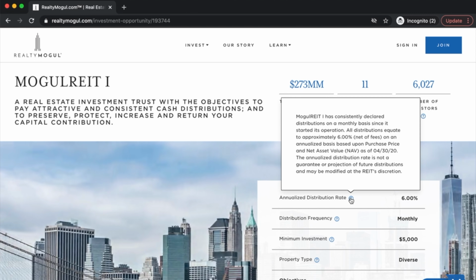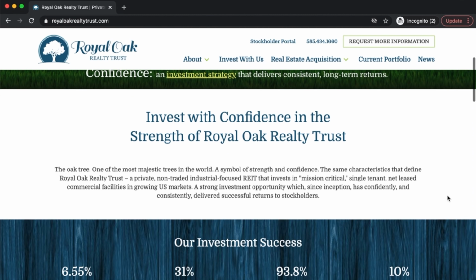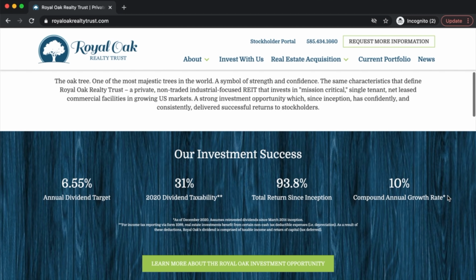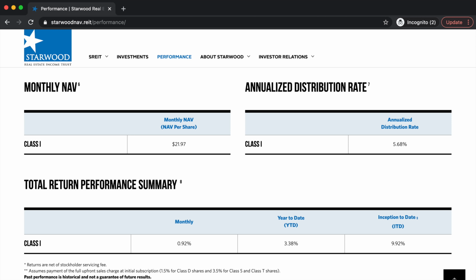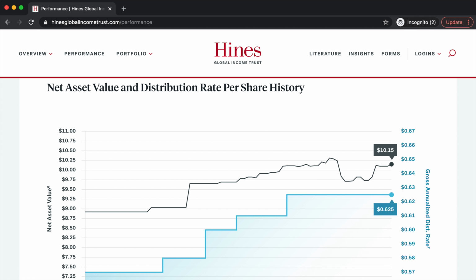With a lot of other non-listed and private REITs where you need to talk to a financial advisor in order to invest in them, such as Royal Oak Realty Trust, I did notice that they do tout some impressive numbers. They aim for a dividend distribution rate of 6.55% and have a compound annual growth rate of roughly 10%. Starwood has an annual distribution rate of roughly 5.68%. Heinz Global Income Trust has a dividend rate of about 6.1% as well.